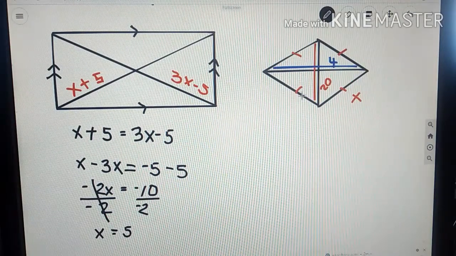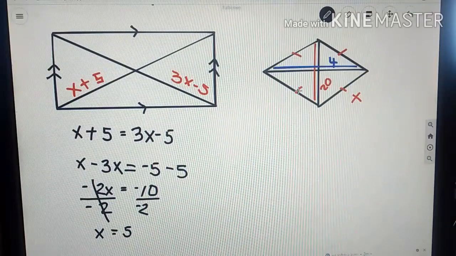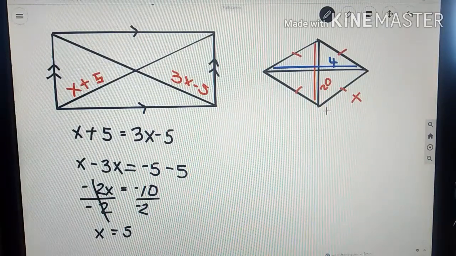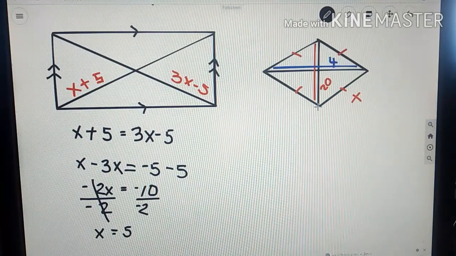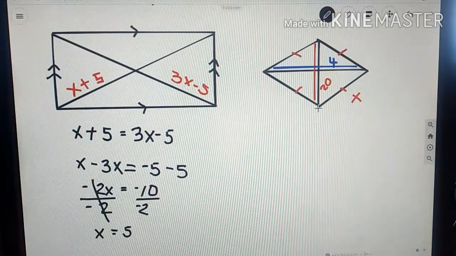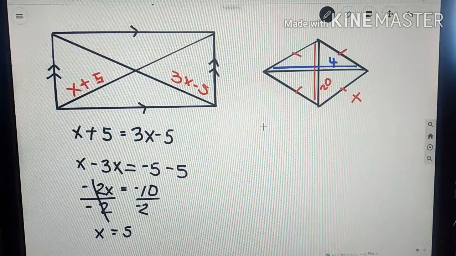Second example, we have here a rhombus. Okay, remember a rhombus has perpendicular diagonals. So you can see here the diagonal measures 4, half of 20 is 10. So you still remember your Pythagorean theorem. If we are looking for a side of a triangle, we will be using the Pythagorean theorem. So what is the formula again?